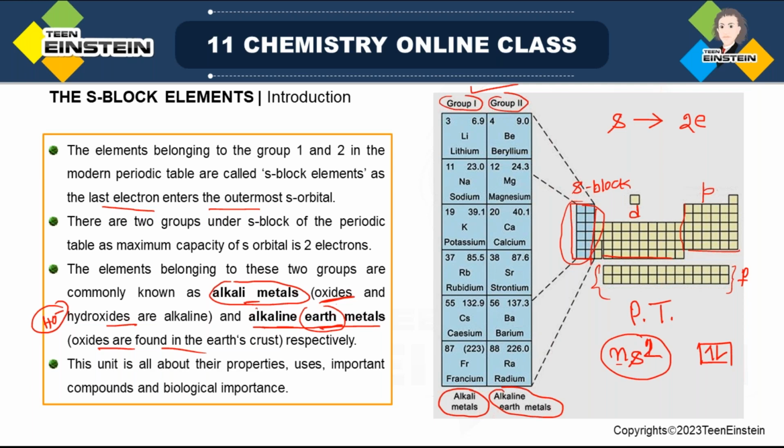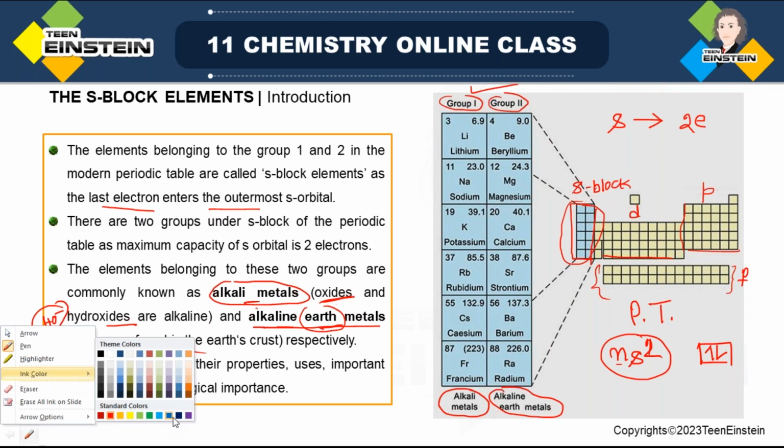So this unit, S block elements, as the name suggests, is all about their properties, that is chemical and physical properties, their uses, some important compounds, that is commercially important compounds made from these elements in group 1 and group 2, and also biological importance. Under group 1, first we will finish group 1, and once we are done with group 1, then we will start group 2. In group 1, here in this column you can see what elements are present.